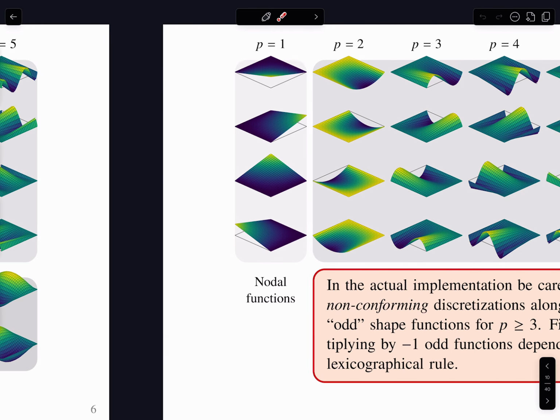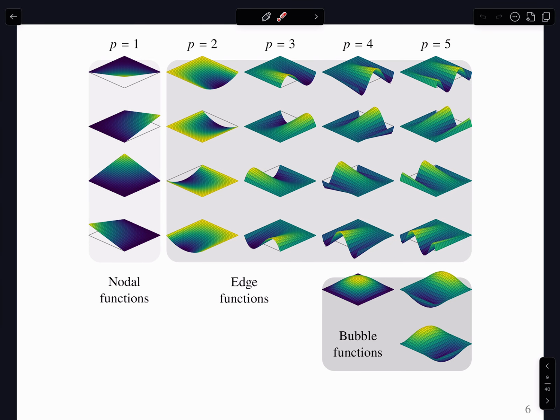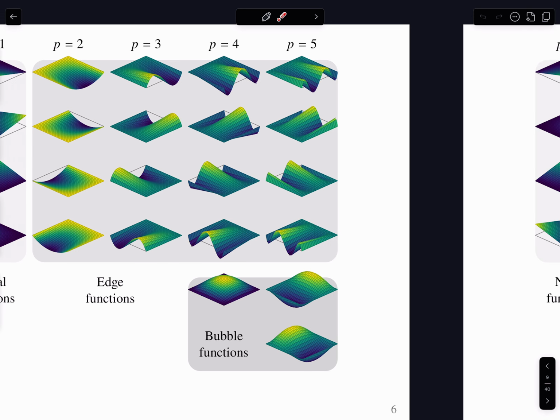Oh, and I forgot to mention the bubble functions. As you see for the quadrangular element, you know how they are called bubble functions, and indeed, just for this particular definition of the space, they arise for p equals 4.